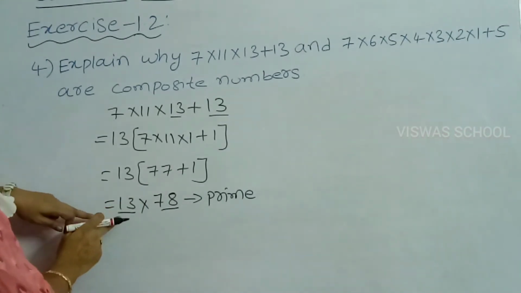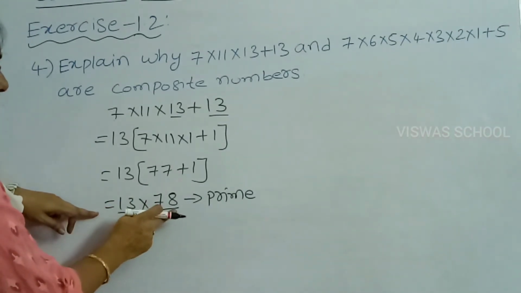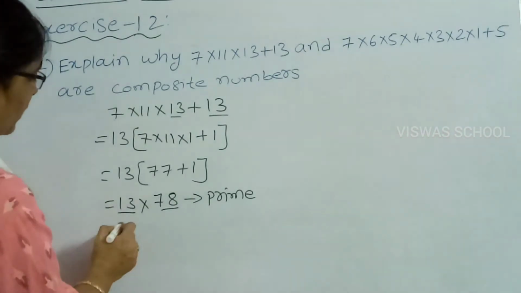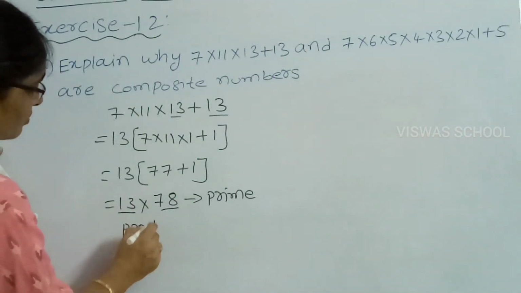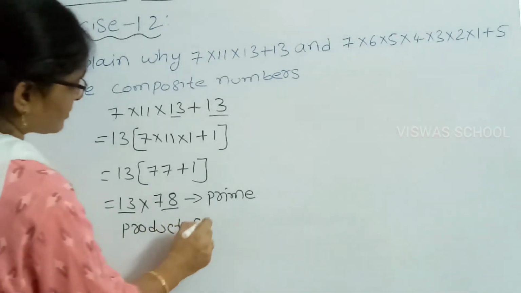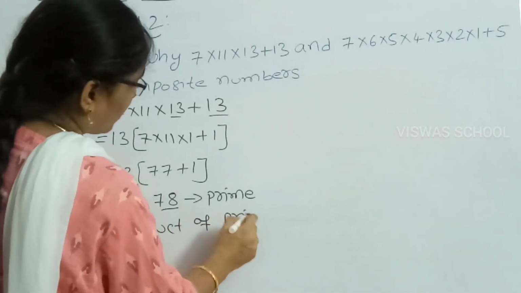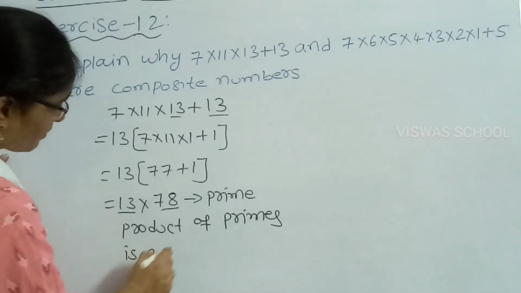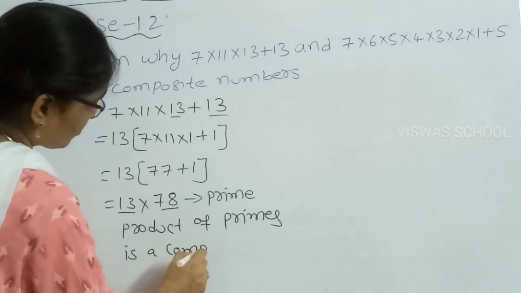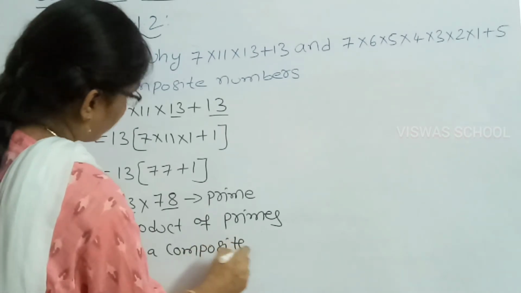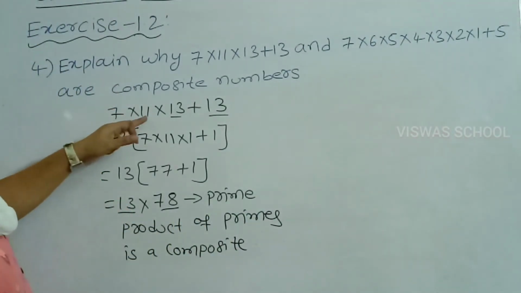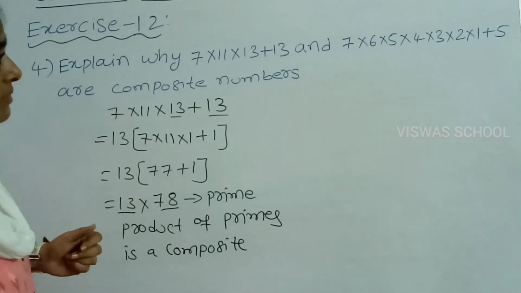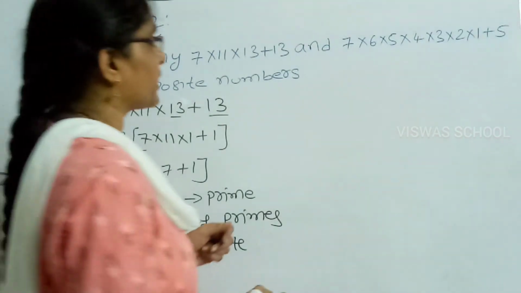That is, the product of two prime numbers is a composite number. The product of primes is a composite. That's why this 7 into 11 into 13 plus 13 is a composite number. Next, coming to the second one here.